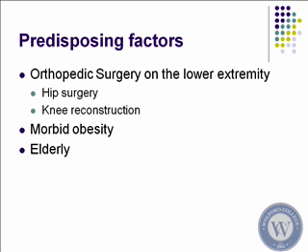So the other thing is the predisposing factors of orthopedic procedures, such as hip surgery or knee reconstruction. All these increase the risk of developing DVT formation. Morbid obesity and elderly. Now look, this is the perfect storm, okay? You're having people that are elderly who you're doing these joint replacements on, and they're all morbidly obese, because that's why their joints failed on them, okay? So what do you think the chances of them getting DVT?